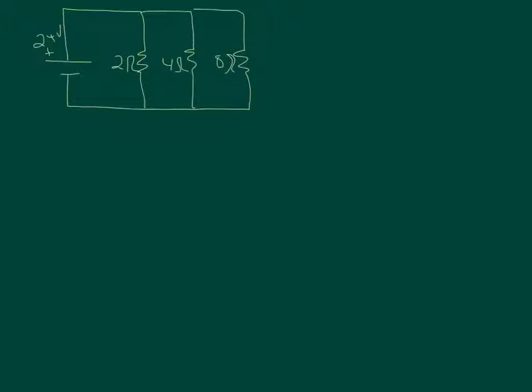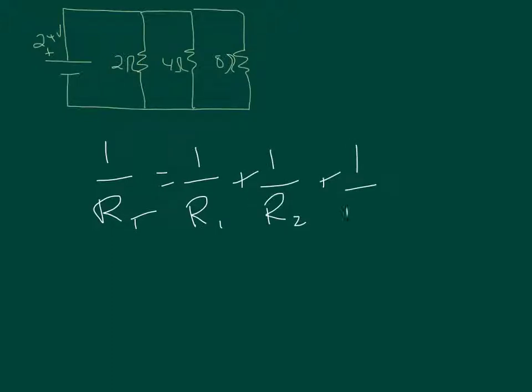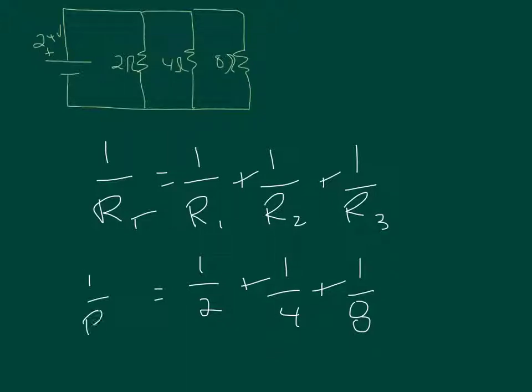Of course, as always, there are other ways to solve quests and challenges. We can say 1 over RT is equal to 1 over R1 plus 1 over R2 plus 1 over R3, as many times as we need to. In this case, we have 1 over 2 plus 1 over 4 plus 1 over 8. And all of that is equal to 1 over RT.